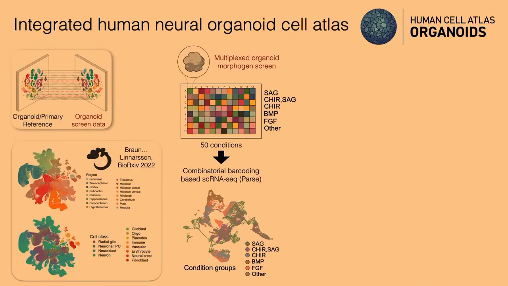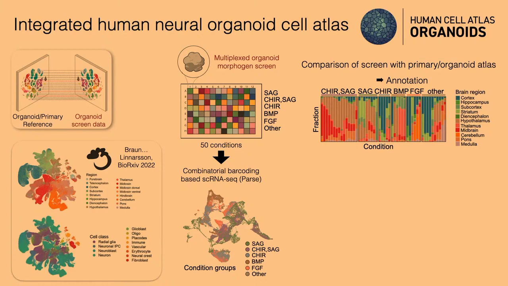And so this is what you can see here now. So we took this data set where all these different morphogens, so this is a sonic hedgehog agonist. We have KIR as a Wnt agonist combined with sonic hedgehog, KIR alone, BMP, FGF. So when we now integrate or map, project this organoid screen data to our organoid reference or our primary reference, what this can help us with is annotation. We can first of all say, okay, now we map the annotation from our integrated atlas over to the screening data. So this allowed us to annotate the data.